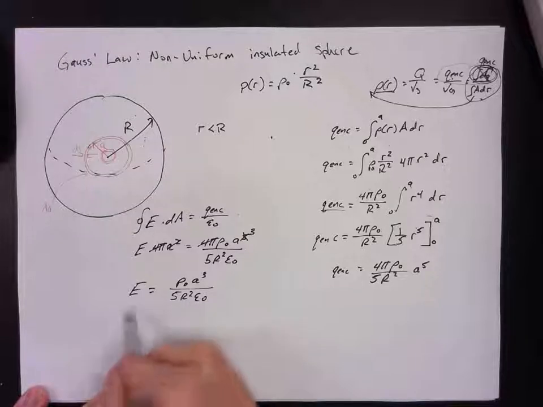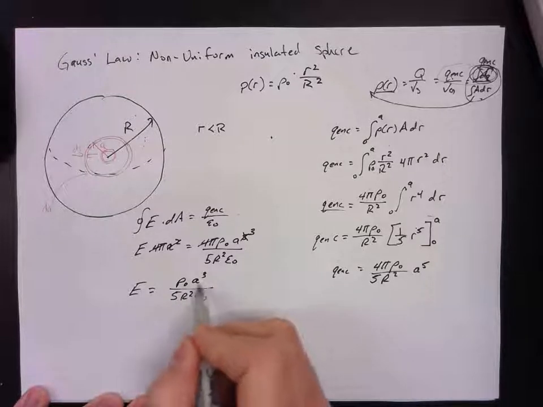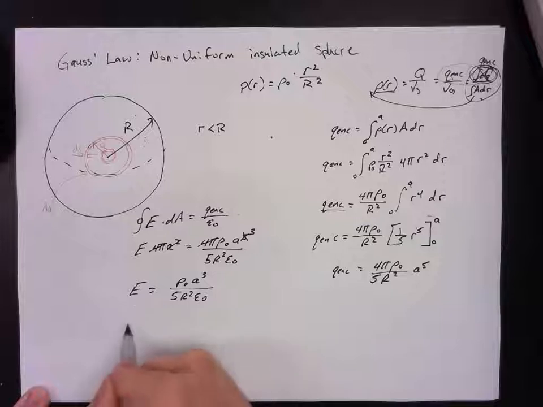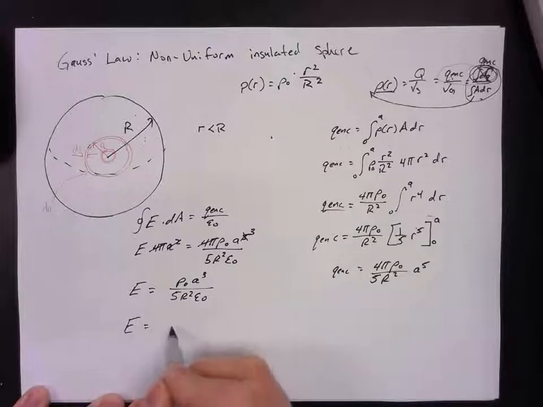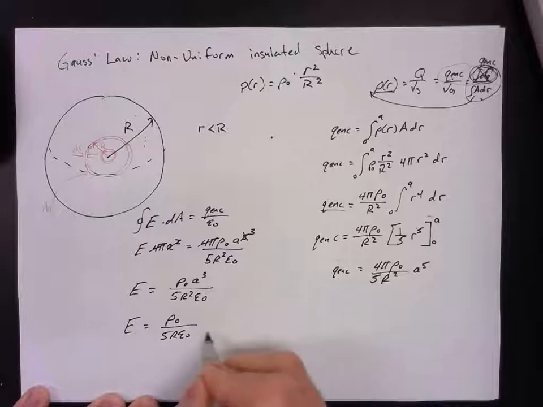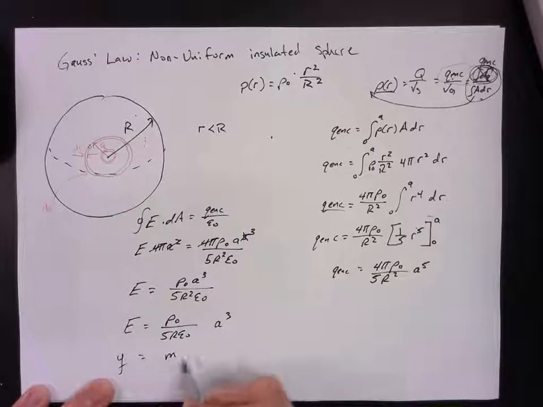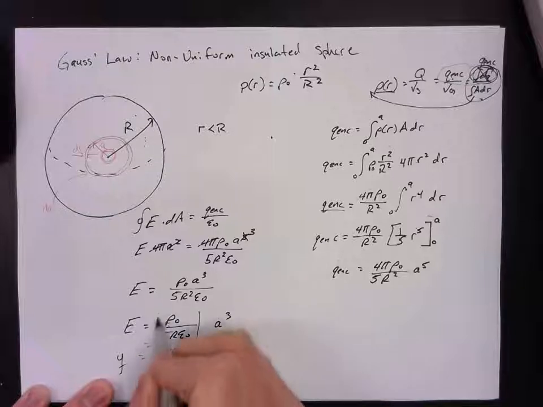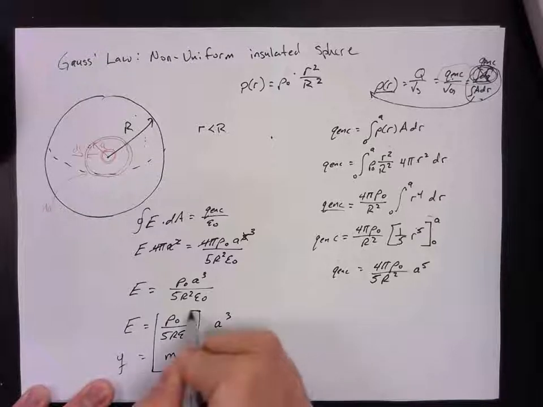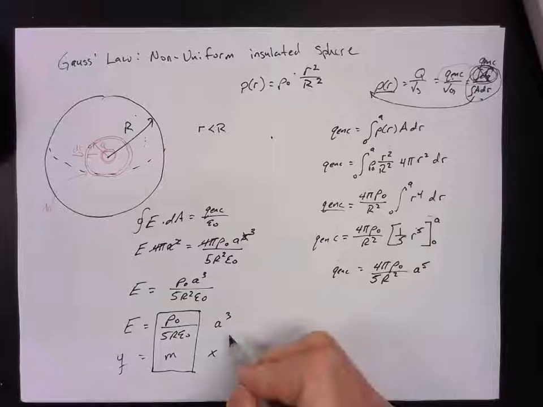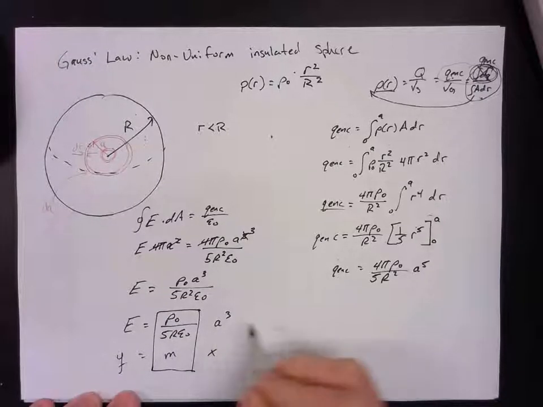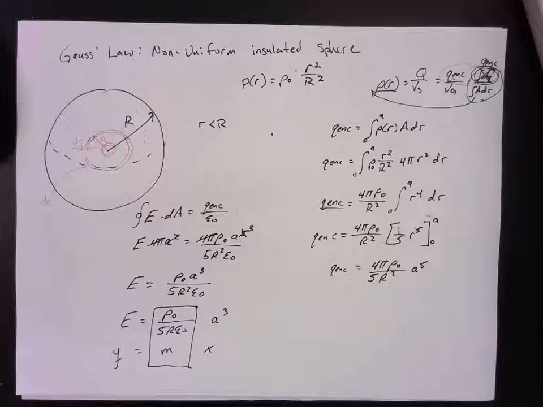So these are all constant. The a to the 3rd is the only thing that's not a constant. So if you put this in y equals mx plus b form, this is our slope, if we were to plot a cubed on the x-axis.